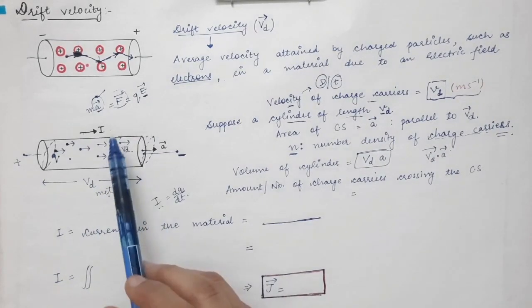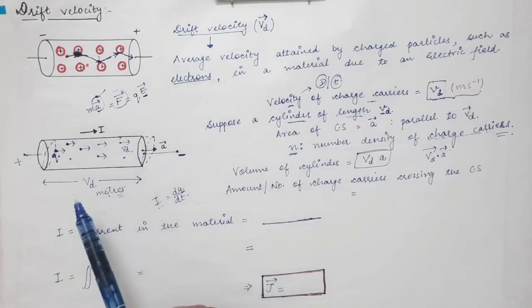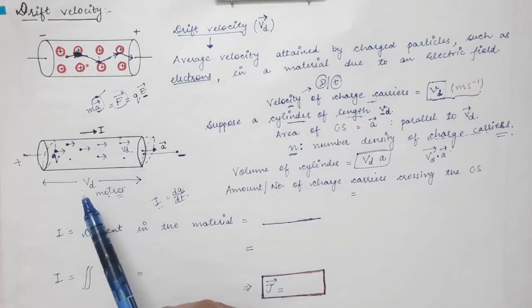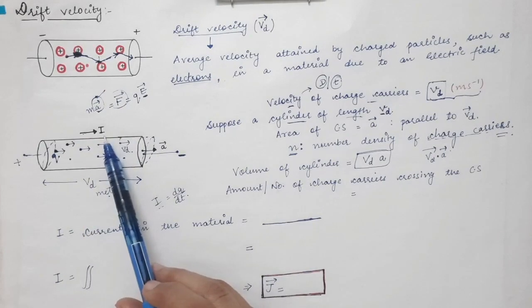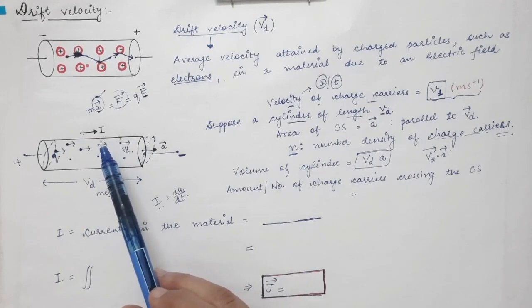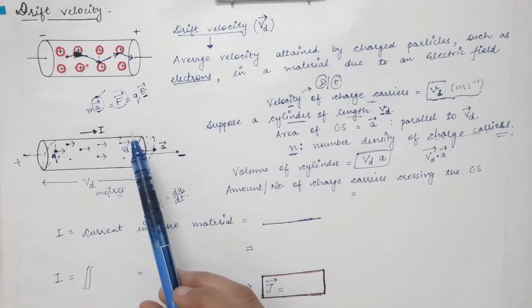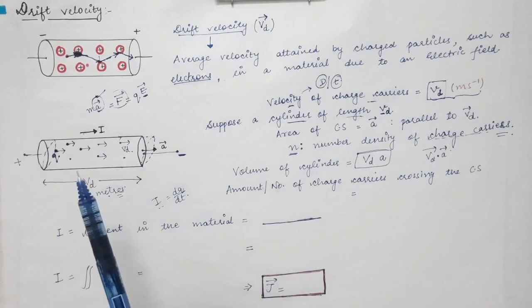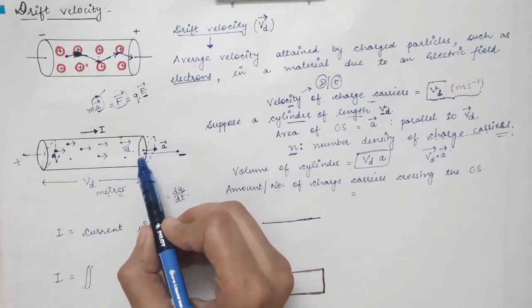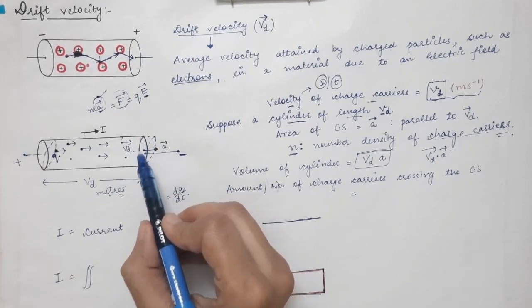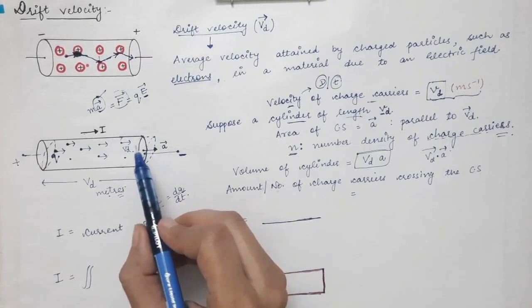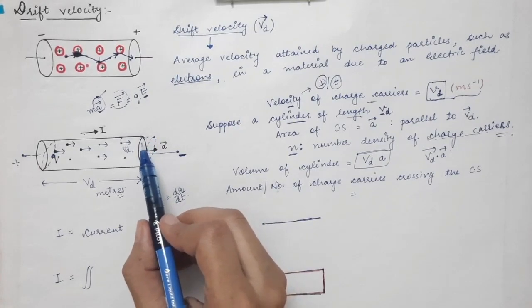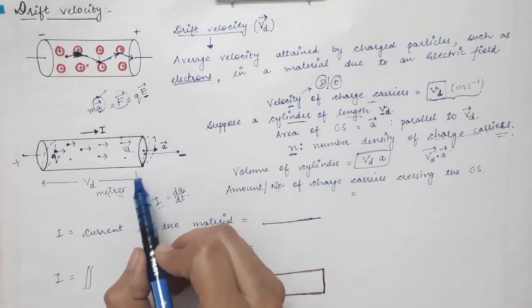Now here I am taking I as the amount of current which is flowing through this conducting material. Now what is electric current? As we have already studied, electric current is the amount of charge which is crossing a surface in unit time. So the amount of charge crossing a surface in unit time gives me the value of current through that surface. If I take only this area, I want to find the amount of charge flowing through this whole area in unit time.